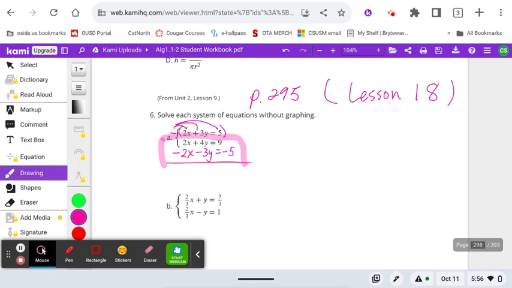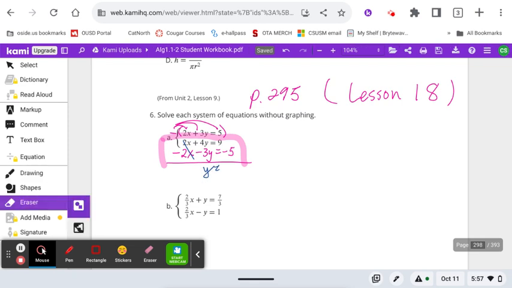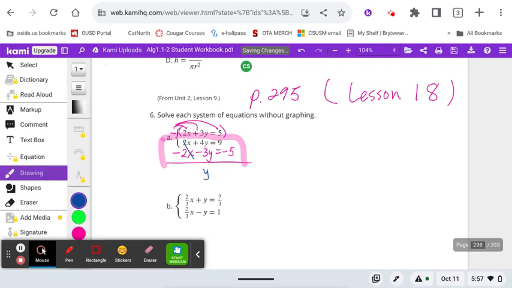We see that we can now cross out the x's, eliminate the x's, and we get 4y minus 3y is 1y. And then 9 minus 5 is equal to 4.